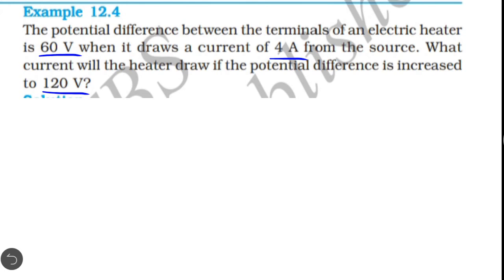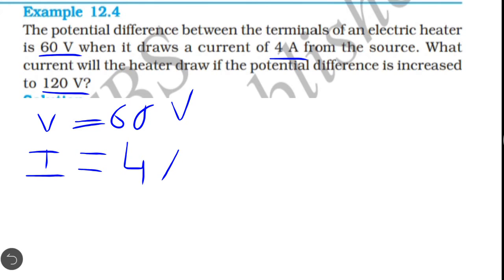Okay, so let us first write what is given. V is given, it is 60 volts. I is given, it is 4 ampere. What we don't know is the resistance. Use Ohm's law. Yes, by rearranging Ohm's law only, you can get this. So we get V by I.